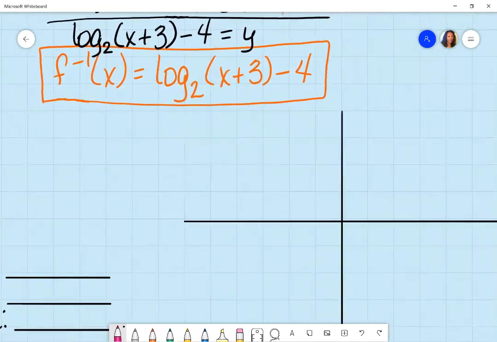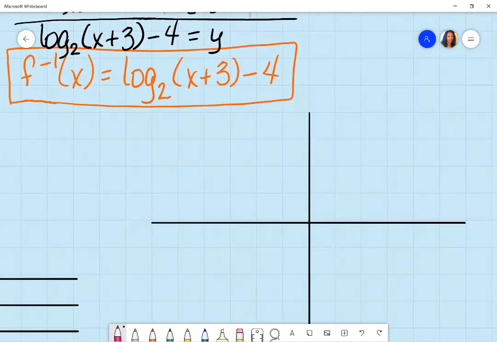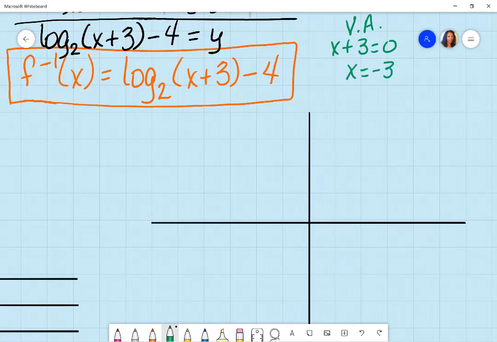So what I'm going to do, let me just move over this way so I can have some space here. For my inverse function, this time I'm going to take what's in the parentheses and set it equal to 0. The reason I'm setting this equal to 0 is different from the exponential function. This is going to be my vertical asymptote. So x is going to equal -3.